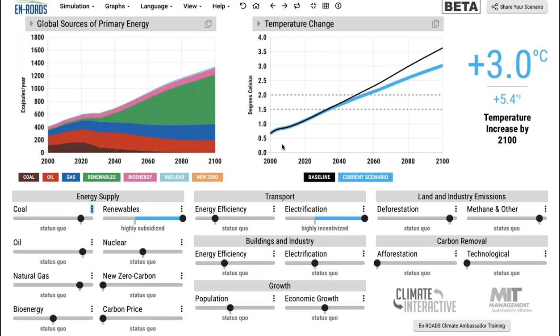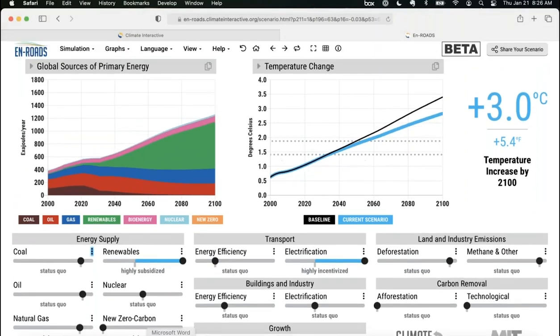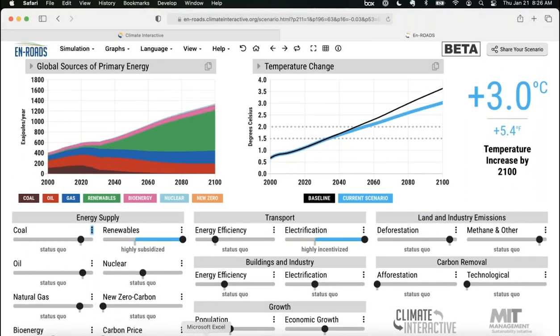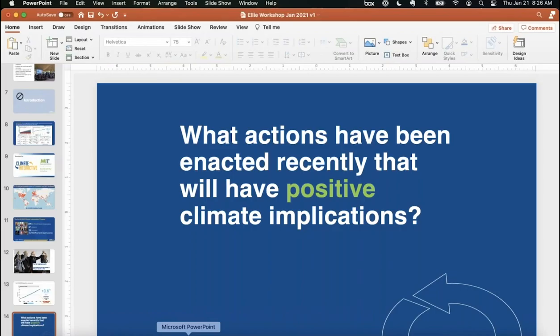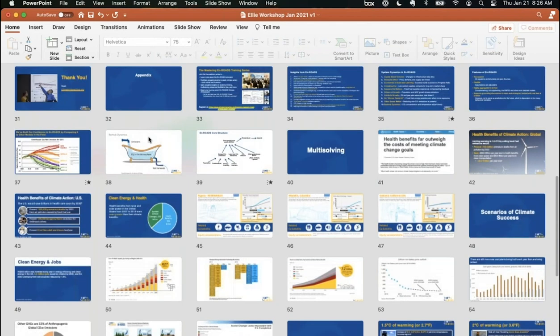But one thing that we use, and let me pop out of here and go to one of my slides, there is an analogy that we use of a bathtub when thinking about these kinds of dynamics. And so let's see here.